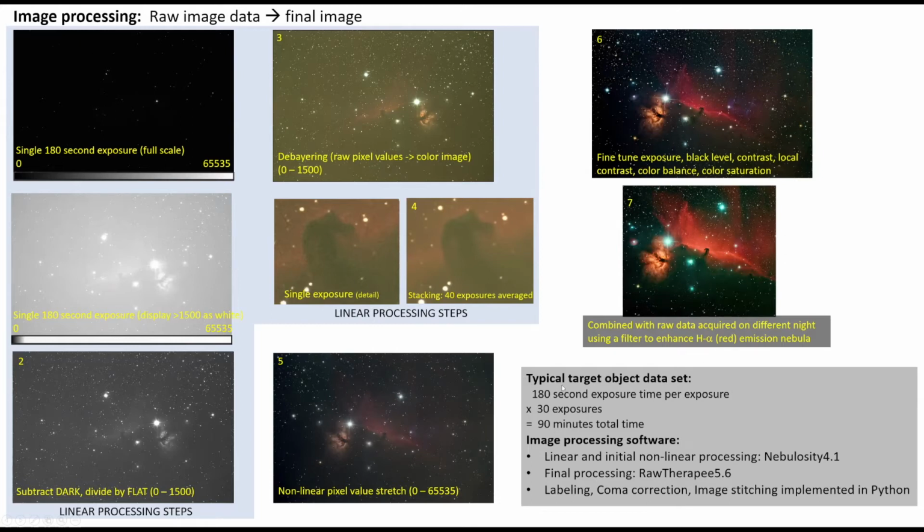So typically I take nominally 180-second exposures, sometimes 240, sometimes 120, depending on what it is. And I think I've gone through the basic processing. I'll point out that I do some other processing, labeling, coma correction, and image stitching that I've implemented myself in Python. If you're interested in the labeling and coma correction code, remind me at the end of the talk, and I have a couple of charts that I can show on that Python code.